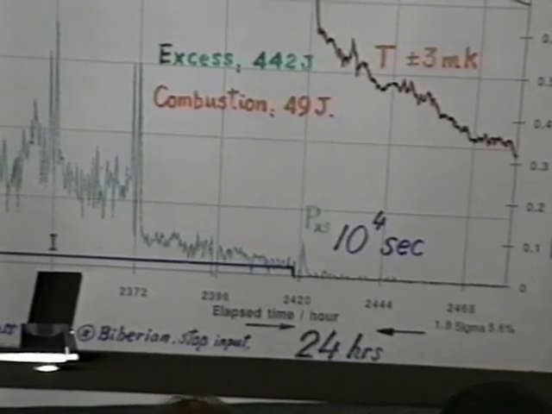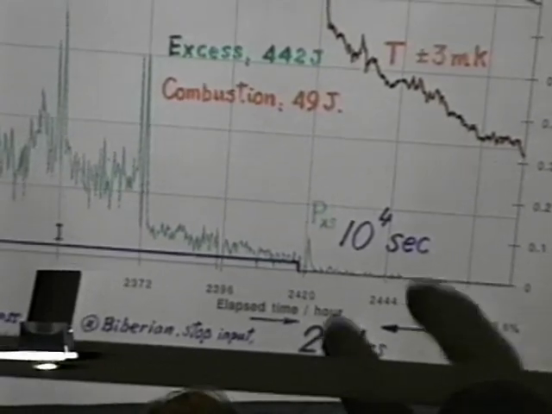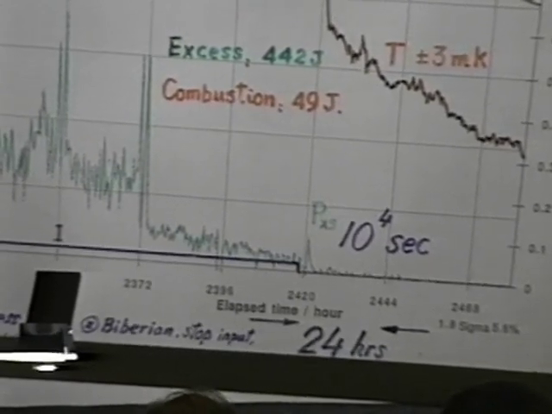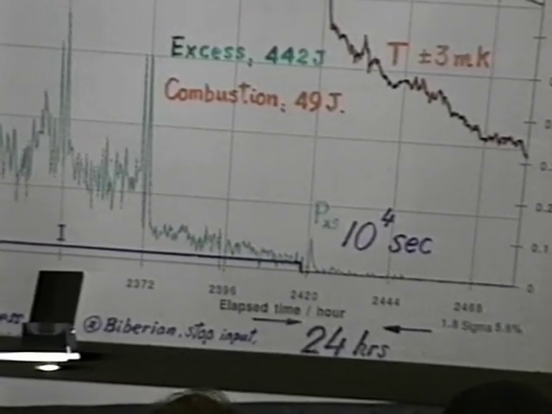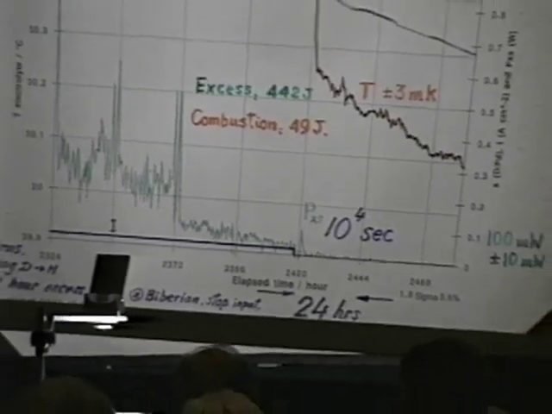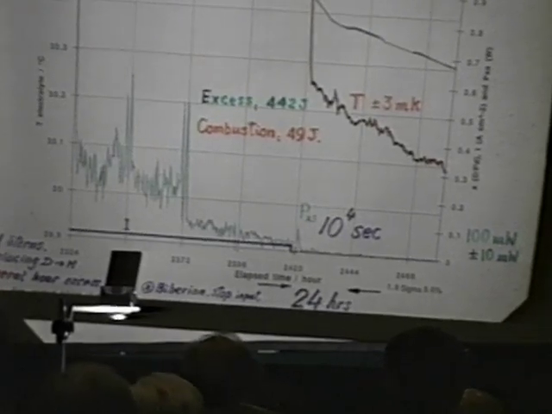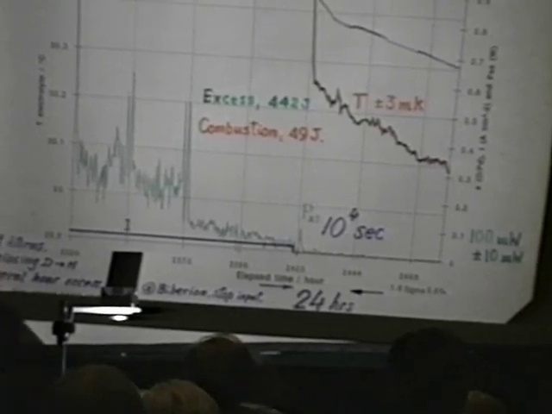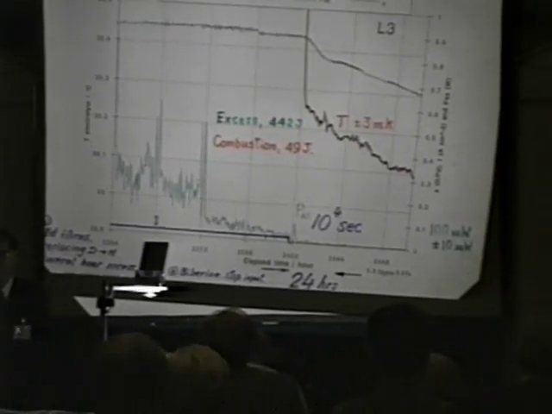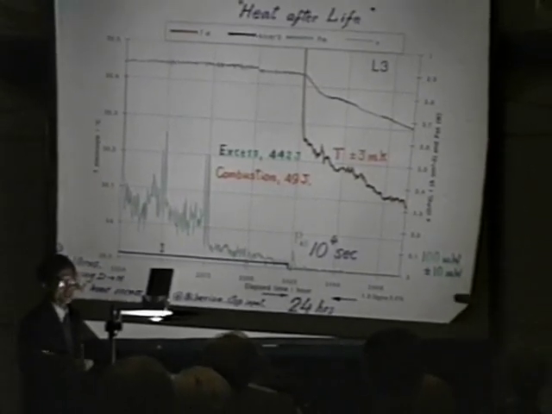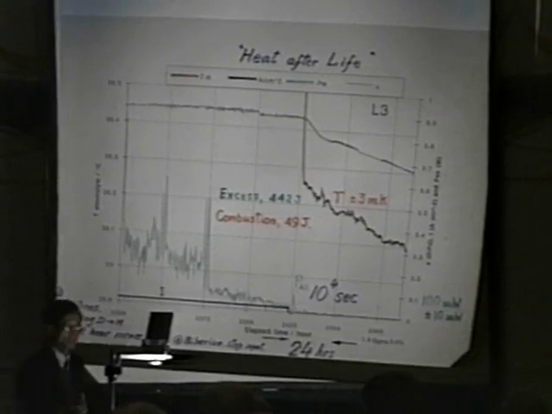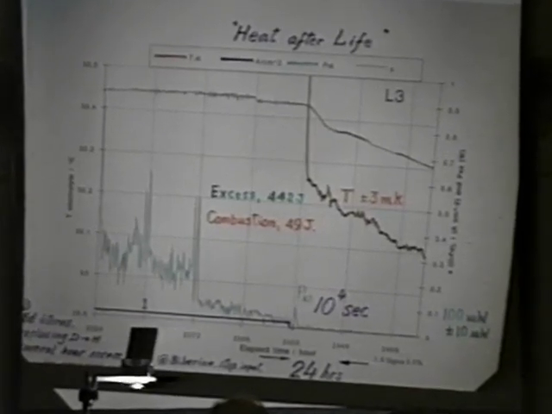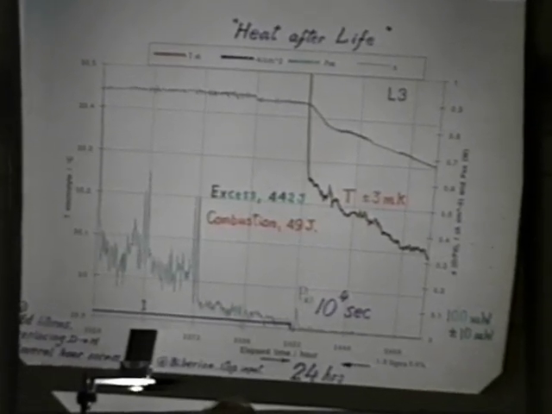This is the time scale. One division is 24 hours. What's the width of this small peak? Just about 3 hours, 10 to the 4th second. Maybe you say this is noise. Just ignore it. It's not noise, because the accuracy and precision in the SRI experiment is plus or minus 10 milliwatts, and here this scale is 100 milliwatts. So there is an energy output, definitely, in this time period.